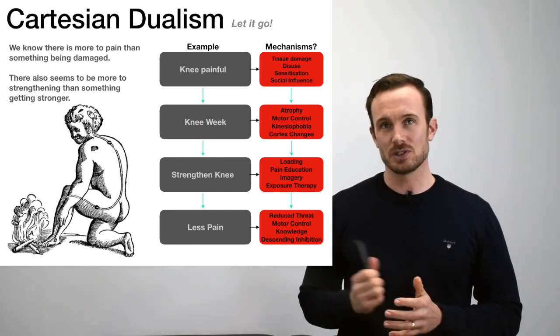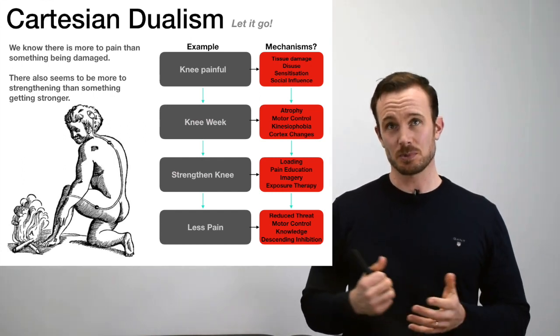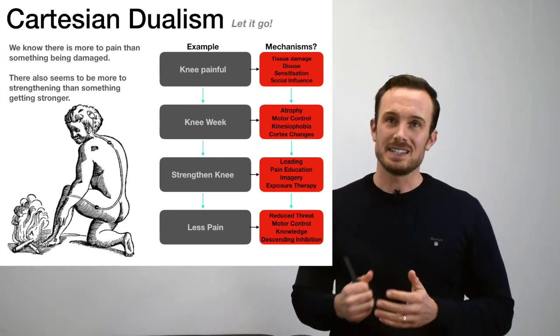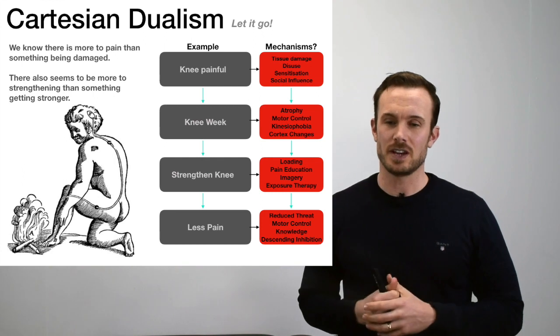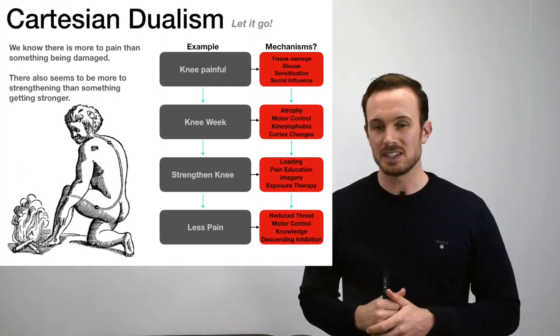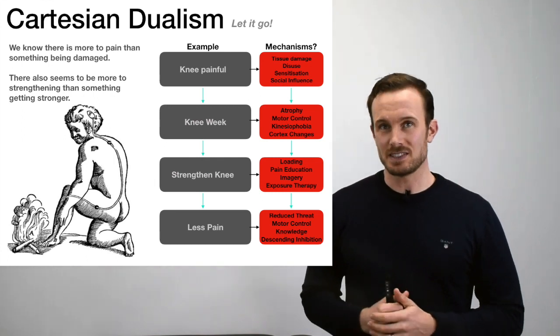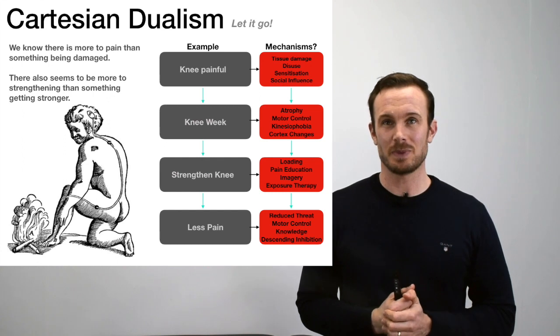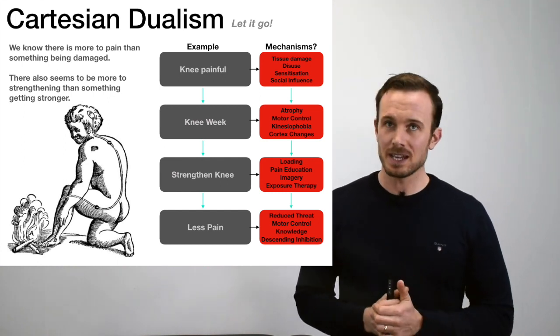So as an example on the screen here, you can see that the typical way of thinking would be that if somebody has a painful knee, we would then test that knee and often find that the knee was weak, and then we would form a rehabilitation plan to strengthen the knee, and that we'd then hopefully see some changes in pain, some reductions in pain and improvements in the patient's function. But what are the mechanisms behind this?